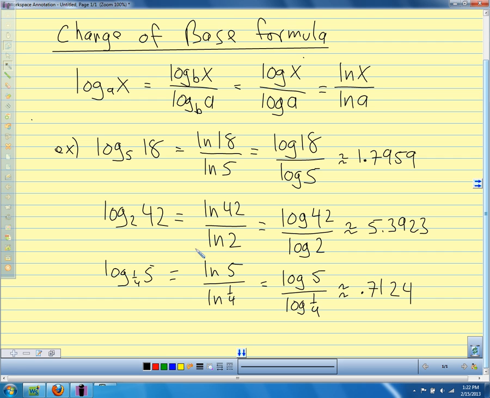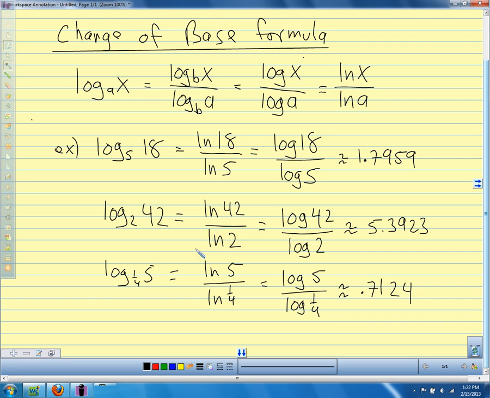Questions on change of base? All right, so a couple of clues. If the problem says find the logarithm without using your calculator, that means you're going to be able to get an exact answer.